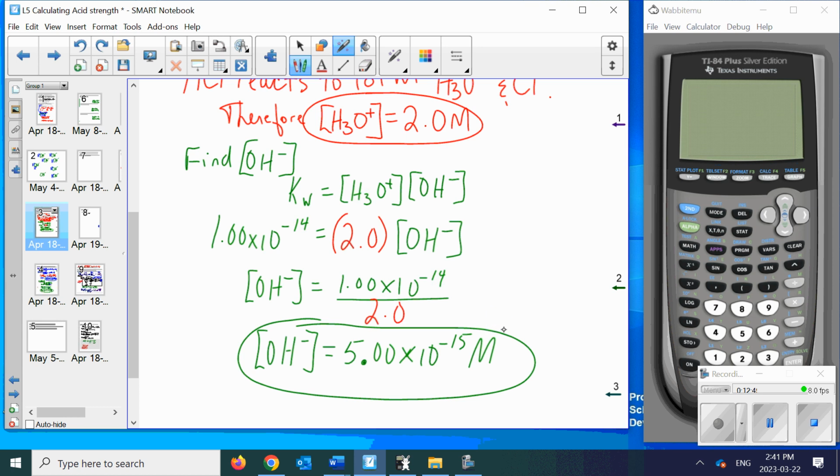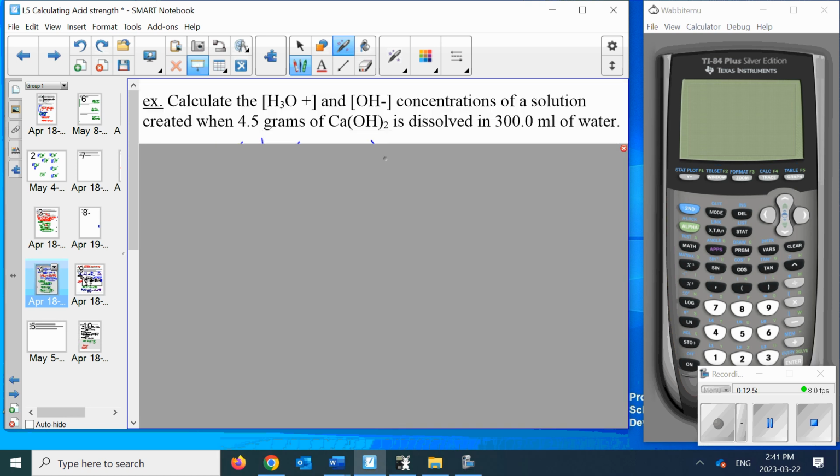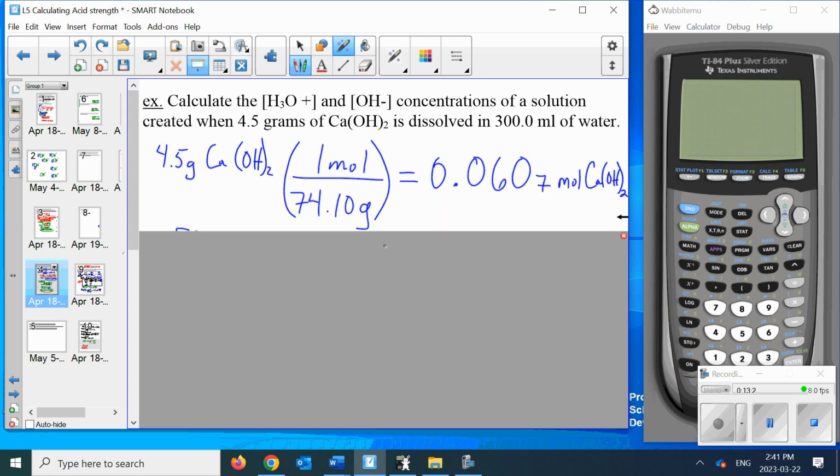What about base? I've got this one worked out, so I'm going to go over it with you ahead of time. Calculate the hydronium and hydroxide concentrations of a solution when you start with 4.5 grams of calcium hydroxide dissolved in 300 mL of water. Now, in this case, I didn't give you the moles per liter, the concentration of calcium hydroxide. So the first thing you should do is change that to moles and then find the concentration. 4.5 grams calcium hydroxide. Use the periodic table, look up the mass of calcium plus 2 O's plus 2 H's, that's 74.10. Do the calculation and you get it.